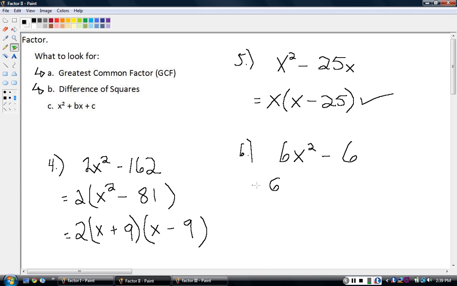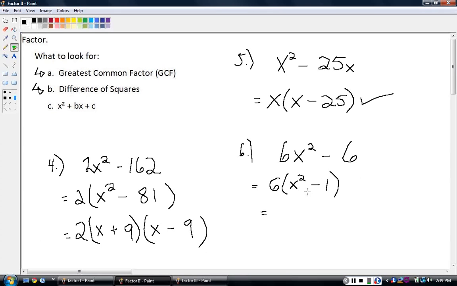So I factor that out. So 6x squared minus 6 is equal to 6 times, and then what happens? 6 times what gives you 6x squared? X squared. 6 times what gives you 6? Well, that's 1. Okay, and I've accomplished the first step. I've factored out the common factor.